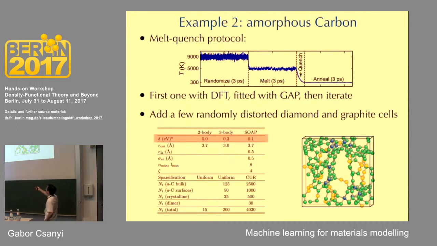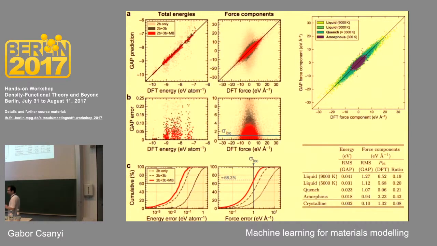So here's the protocol. We take amorphous carbon and we melt it at 9,000 degrees, and then we hold it at 5,000 degrees, and then we quench it and anneal it to form amorphous carbon. And we do that at a range of densities. It looks like this for the low density part. And here's what we get. If we use just a two-body potential to fit the resulting data, you get these green dots. This is an energy-energy correlation plot. This is a force-force correlation plot. These are errors corresponding to the same quantity.